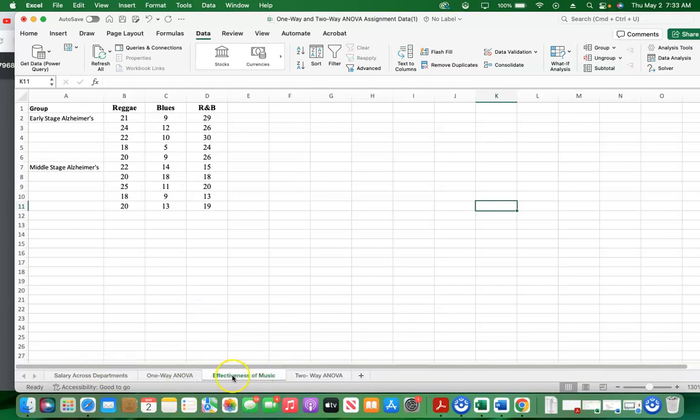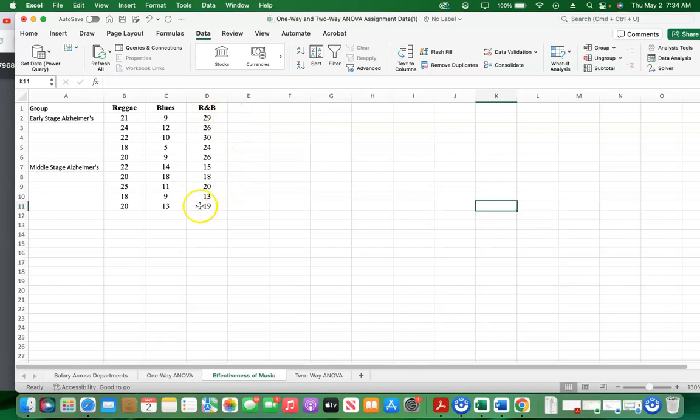So let's look at the two-way ANOVA, where we have the effectiveness of music on the two stages of Alzheimer's. In this case, we have two groups of Alzheimer's: the early stage and the middle stage. These groups are introduced to the music, and we have reggae, blues, and R&B.